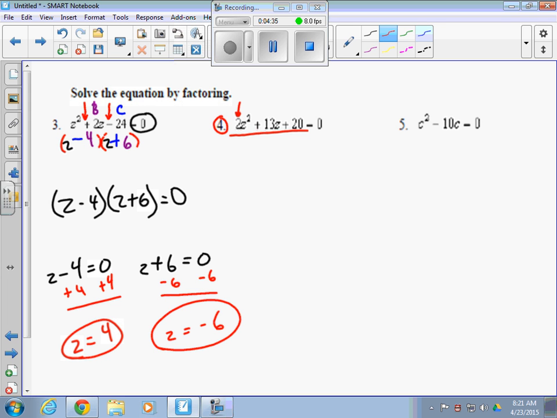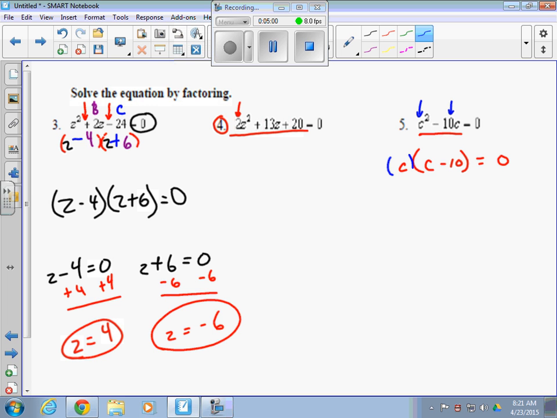This next one, c squared minus 10c is equal to 0. In this case, they both have a c in common. So c times (c minus 10) is equal to 0. All we did was factor out the c in both terms. You're going to treat it the same way as we did for number 3.